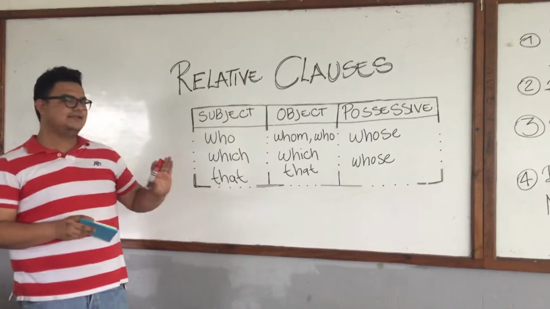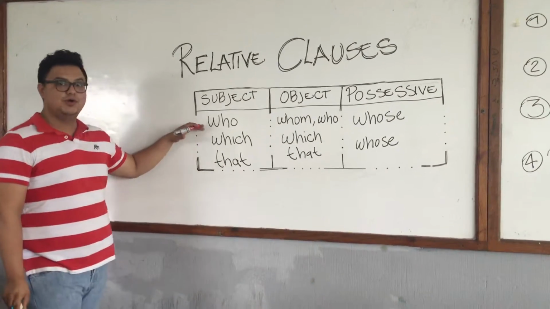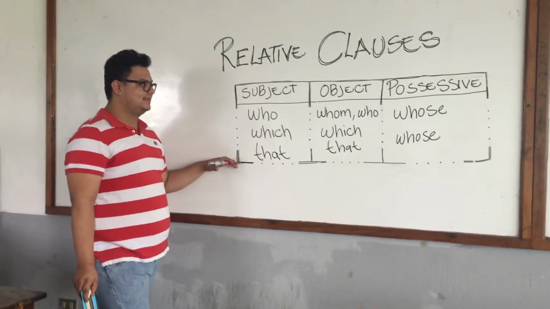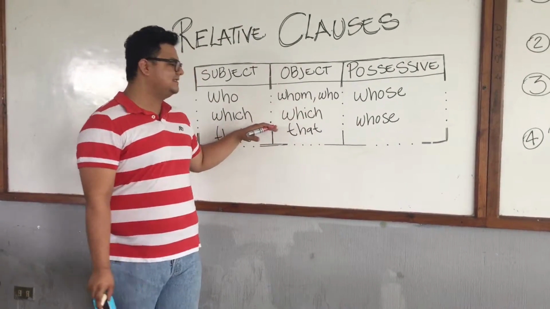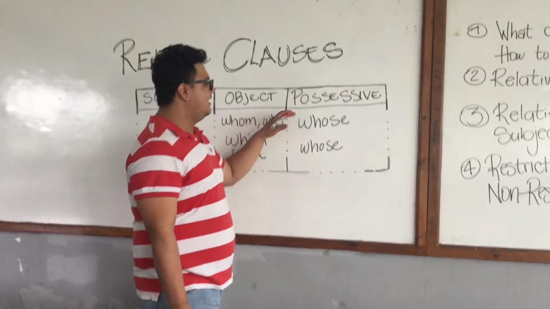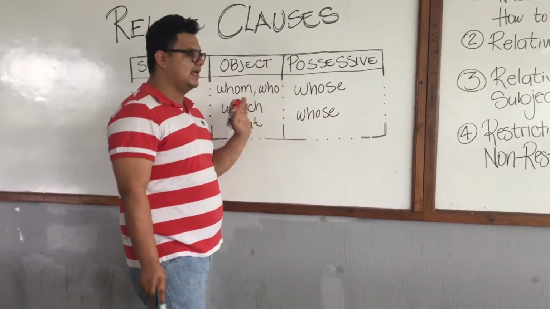Relative clauses: the subject pronouns are who, which, and that. The object pronouns are whom, who, which, and that. The possessive is whose.